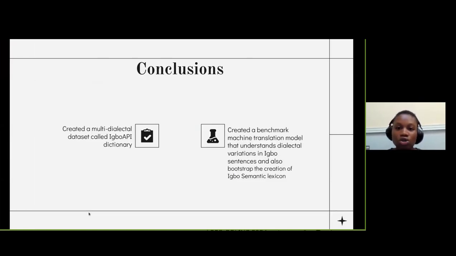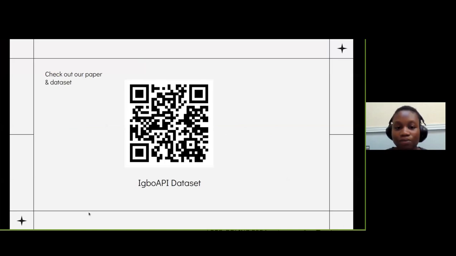So in conclusion, we'll see that the creation of the multi-dialectal data set is an important data set for this study. And we are able to create a benchmark machine translation model that understands this dialectal variation, and we are able to bootstrap the creation of the Igbo semantic lexicon.